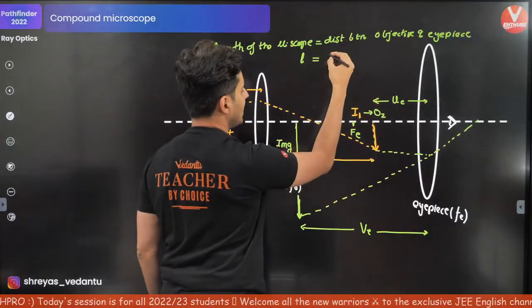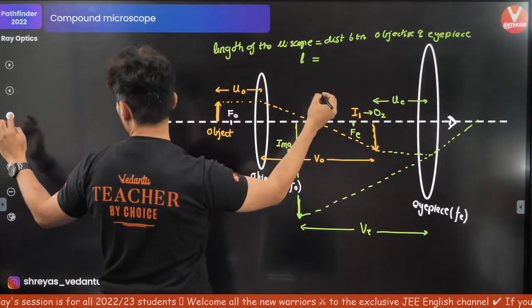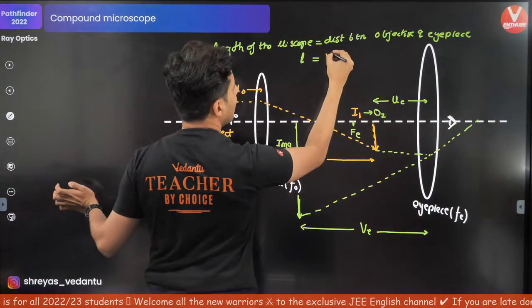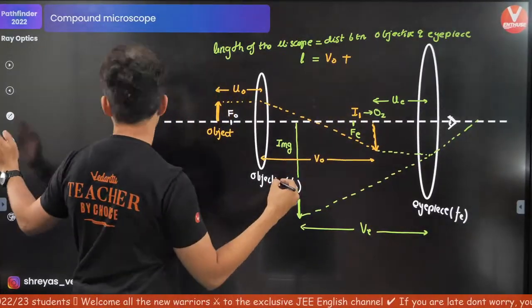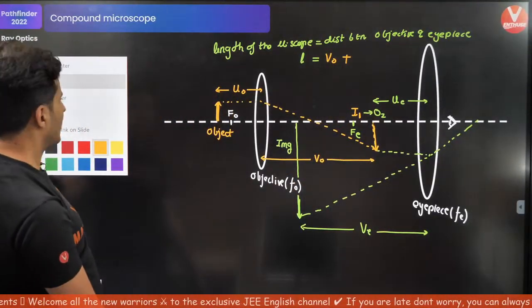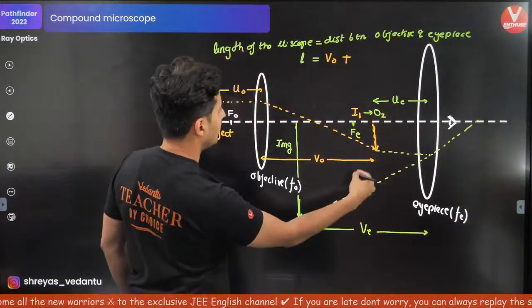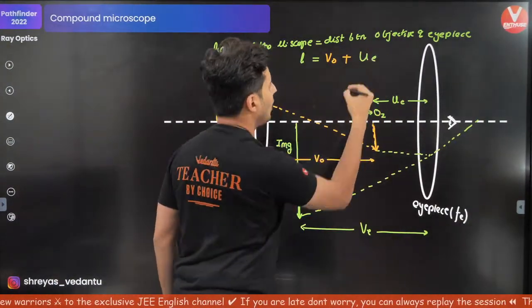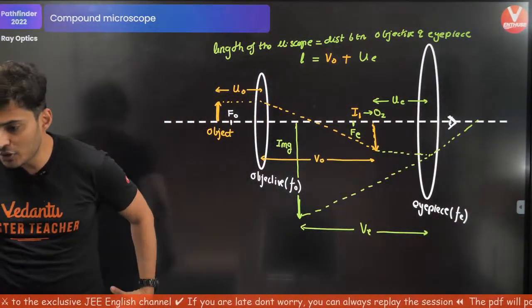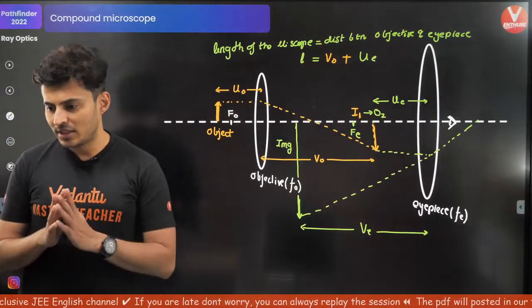So shouldn't it be nothing but VO plus UE. Just check this out, VO plus UE. Let's see how many of you have written it correctly. Very good, Jyotsna. Very good, Sri Harshit.